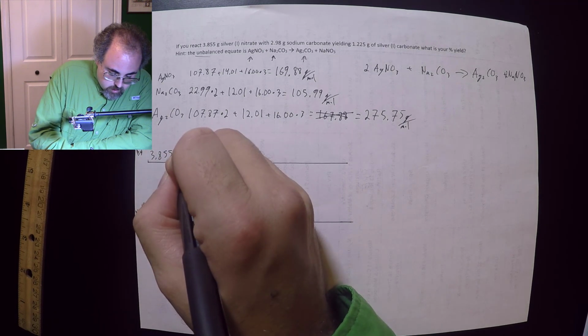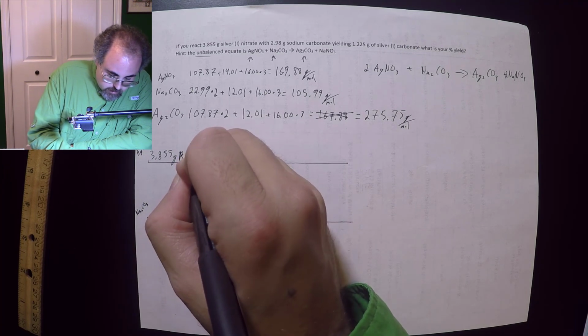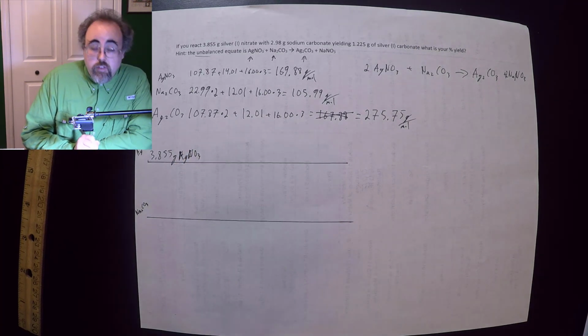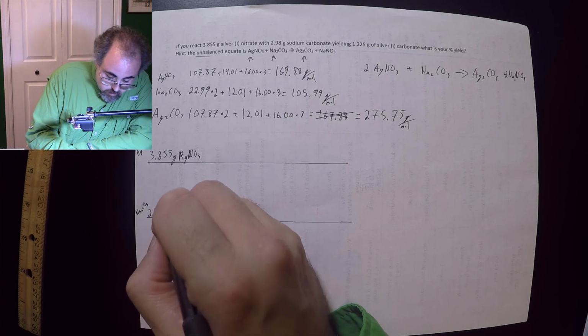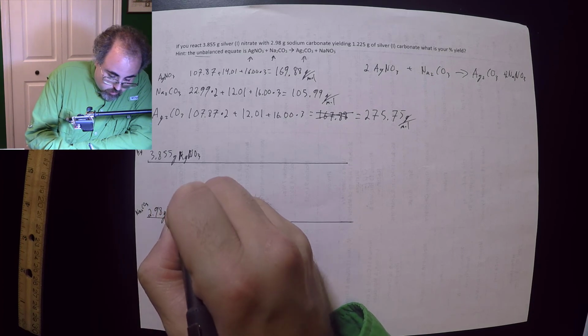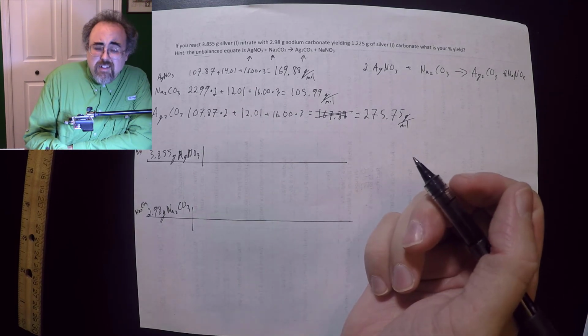And that's going to be my 3.855 grams AgNO3. Wow, that looks hideous, my bad. And this one's going to be 2.98 grams Na2CO3, otherwise known as washing soda. I think I already said that.